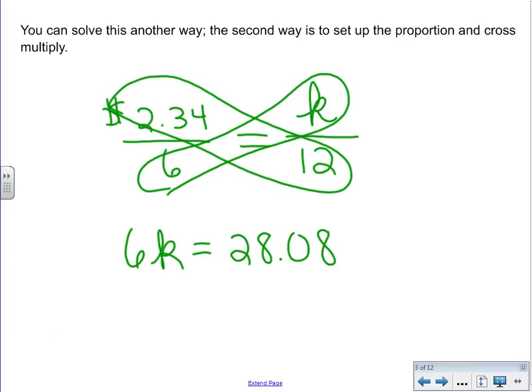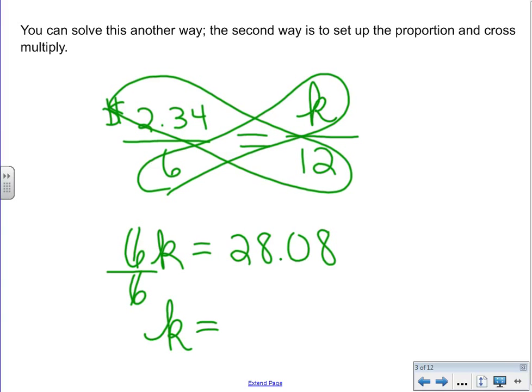We can't have K attached to the 6. We have to isolate K or get it by itself. Remember, K doesn't like to be attached to anything when we're solving. So to get rid of the 6, we have to divide by 6. These cancel out and become 1. We don't have to put 1K, we just have to write K. We always assume there's a 1 in front of the K, or the variable.